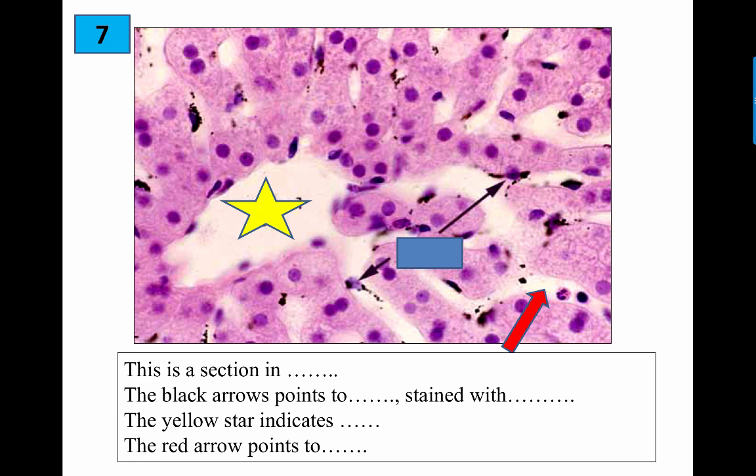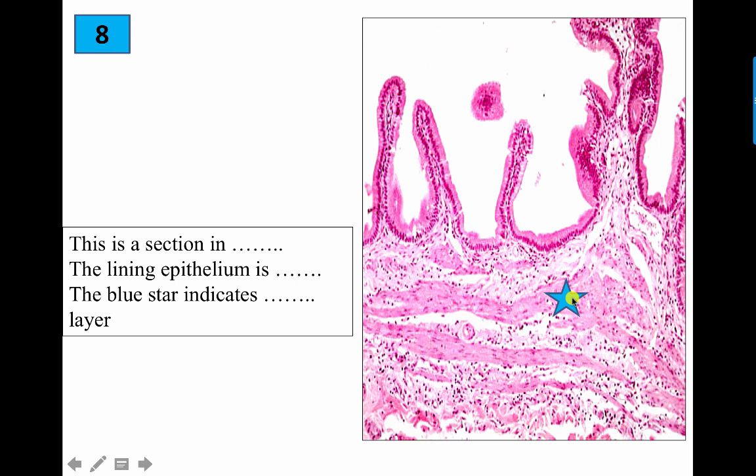The black arrows point to the von Kupffer cells, of course, here in the wall of the blood sinusoids, stained by a vital stain like India ink. And here the yellow star indicates the central vein, and the red arrow points to the blood sinusoid. A very nice picture of the blood sinusoid, showing the white blood cells inside.